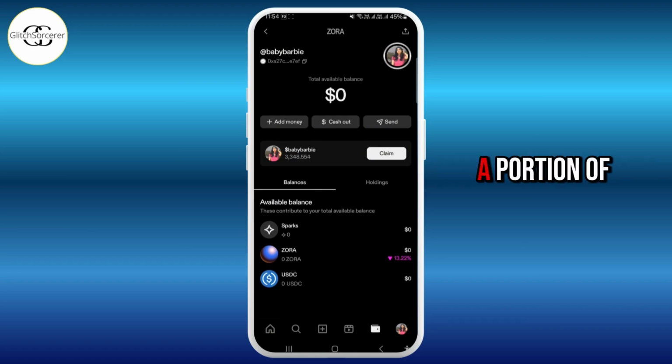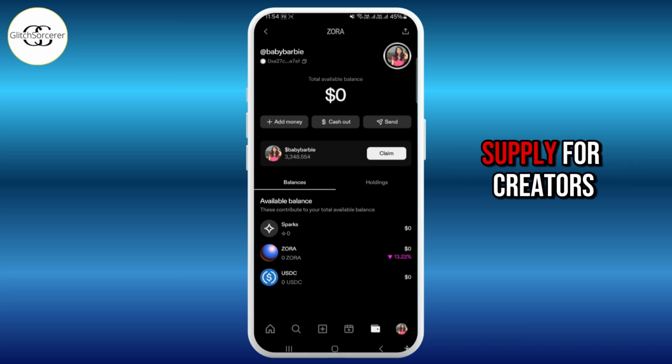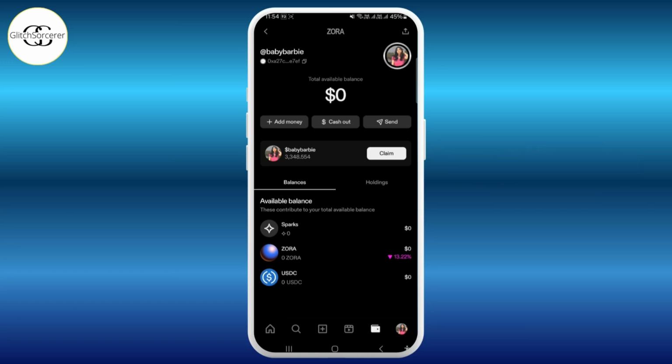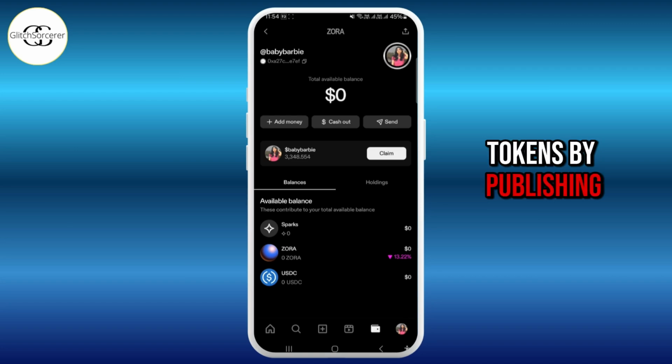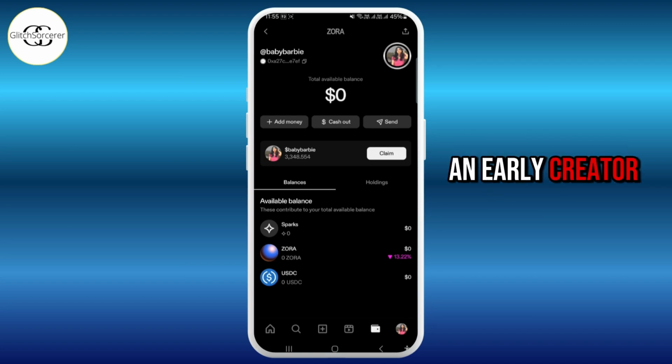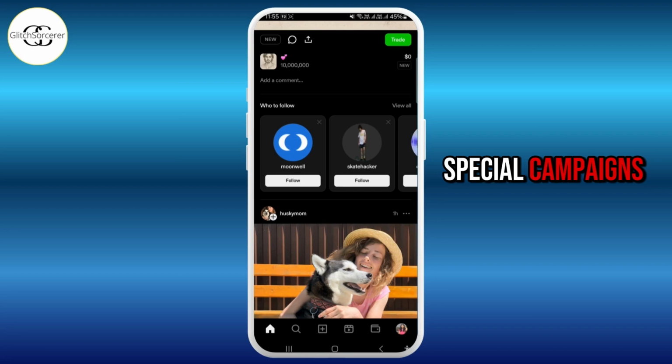Zora has allocated a portion of their Zora token supply for creators and active users. This means that you can earn tokens by publishing popular works, being an early creator, or participating in special campaigns.